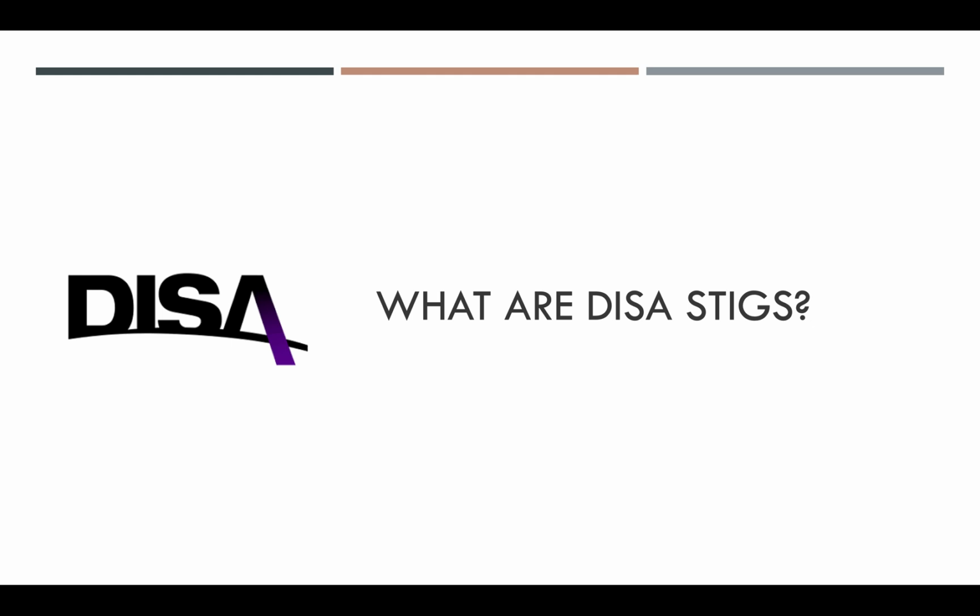So DISA STIGs, what are these exactly? STIGs are Security Technical Implementation Guides that are configuration standards developed by the Defense Information Systems Agency. So DISA refers to the organization that provides the technical guides, and these technical guides are the STIGs.